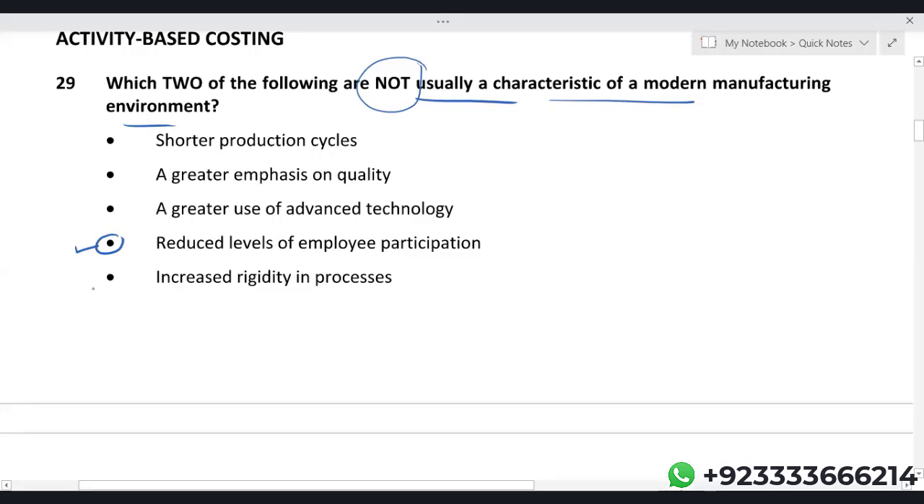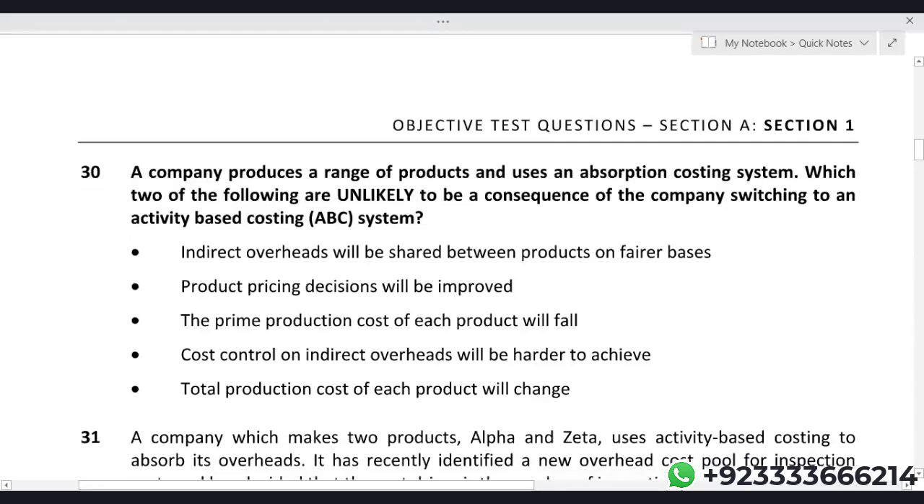Increased rigidity in process. No, this is not a characteristic of a modern manufacturing environment. Basically, the modern manufacturing environment is more flexible, so the rigidity has reduced. The traditional environment was very rigid, but nowadays, in a modern manufacturing environment, due to flexibility and the involvement of technology, rigidity is far less than it used to be in a traditional environment. So the last two are the correct answer, as they are not characteristics of a modern manufacturing environment. Okay.